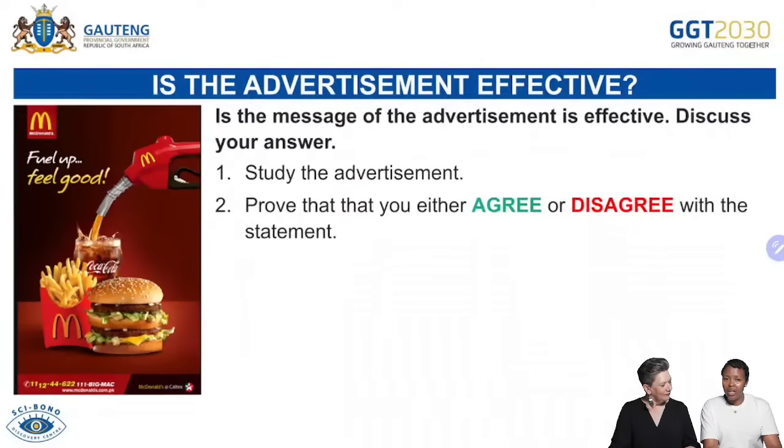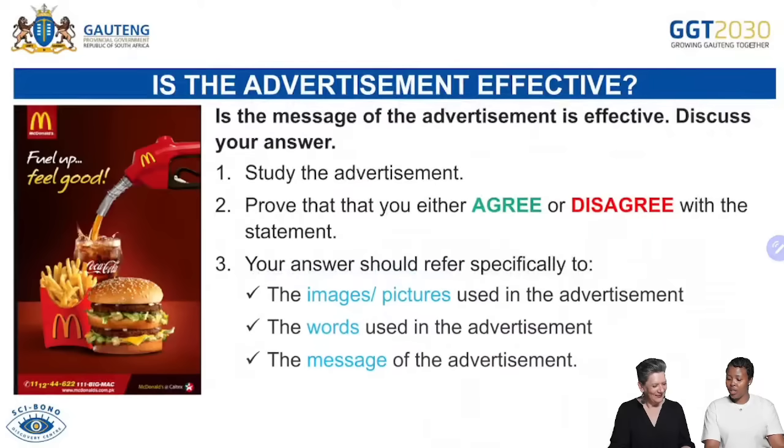And when you agree, you need to provide evidence from the text that makes you believe that you're convinced. For example, when we are looking here, we can see there's a cup, and in that cup they are putting what looks like fuel, but what's in the cup is actually Coca-Cola. What does it mean? Perhaps this means it can fuel your day. When you have the Coca-Cola, you'll feel alive, you'll feel fresh, you'll move as fast as a car that has a full tank. So it fuels you up to feel good, right?